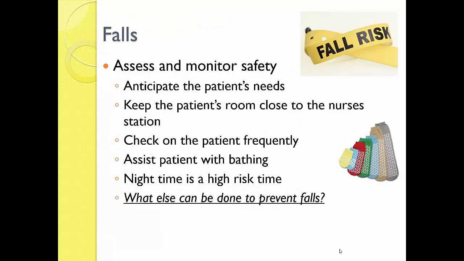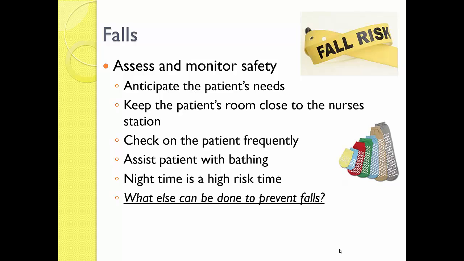Okay, we always want to assess and monitor safety for our patients. We need to anticipate their needs. What is it that they will most likely need whenever I leave the room? So what are those things that I can provide for them to help them to be a little more safe and less impulsive in their mobility? Keep the patient's room close to the nurse's station if you have a patient who is pretty high risk for falls. Maybe their cognition is impaired, so we'd want to keep a close eye on them.